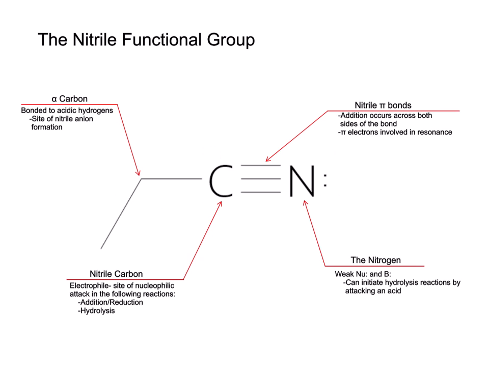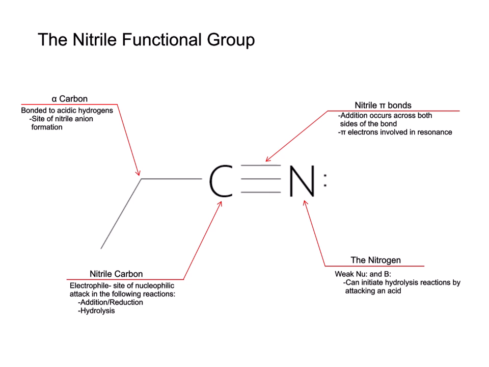Let's take a quick look at the nitrile functional group, starting with the carbon-nitrogen triple bond. Anytime we see pi bonds, the first thing we should think is that we can probably do an addition reaction. Next, we should probably think that pi electrons are usually involved in resonance, and in this case, of course, that is also true. Next, let's look at the nitrogen. The nitrogen has a lone pair and can be considered a weak nucleophile and base, and we can initiate hydrolysis reactions by attacking an acid with that lone pair.